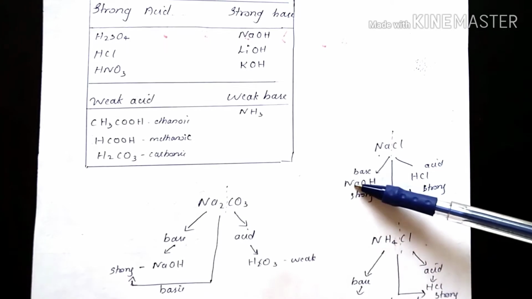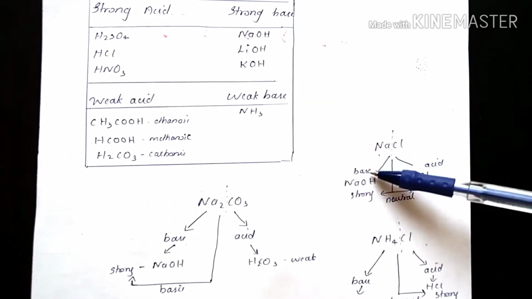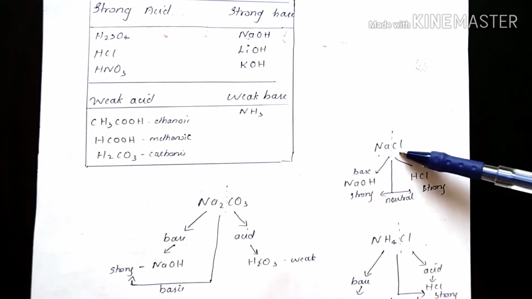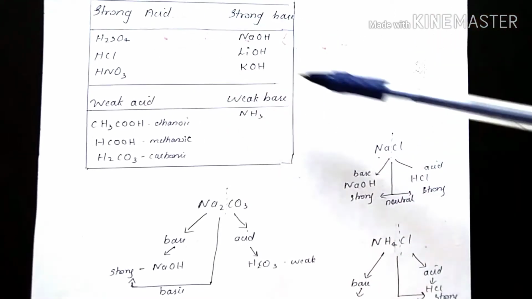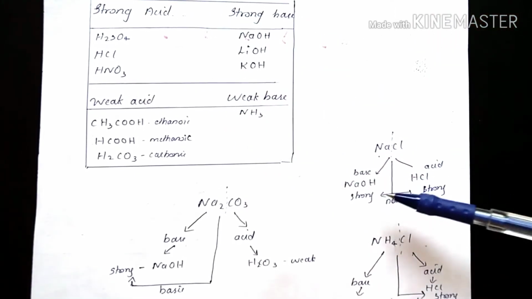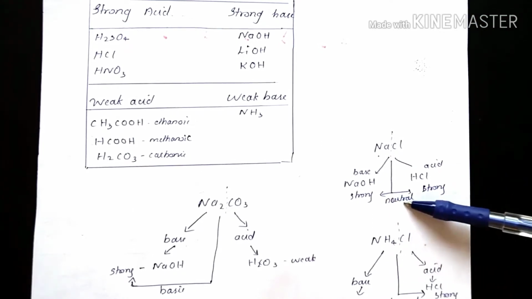Now take sodium chloride. It is made from the base sodium hydroxide. You can see sodium there, and chlorine is from HCl, which is a strong acid. So sodium chloride is made from a strong acid and a strong base, so the salt will be neutral in nature.